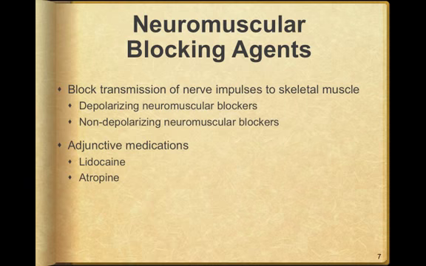Neuromuscular blocking agents block the transmission of nerve impulses to skeletal muscles, and there's two types. There's a depolarizing neuromuscular blocker and a non-depolarizing neuromuscular blocker. Now, I'm going to give you the Barney version of this before we take a look at the graphics on the next slide. Adjunctive medicines for this are going to be lidocaine and atropine.